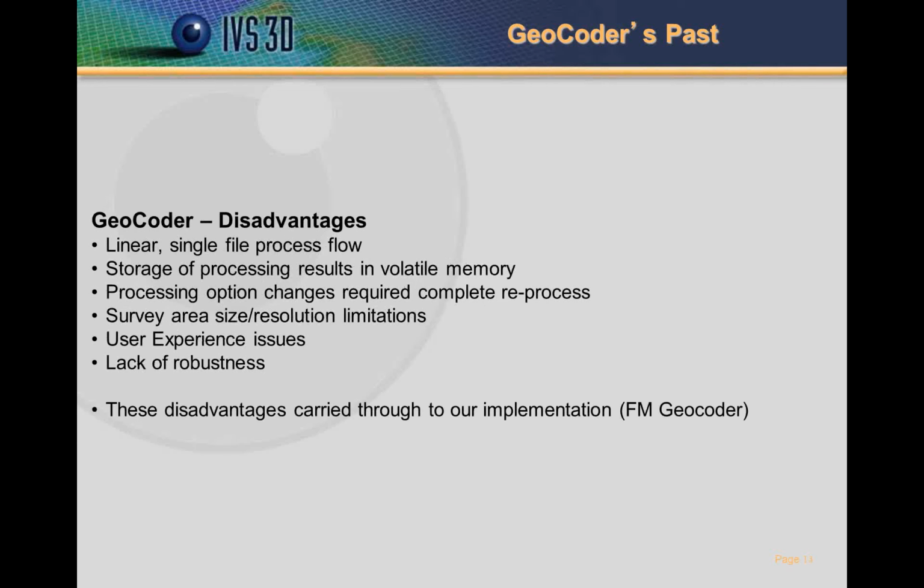Now some of the disadvantages of the original processing were that it was very linear. It had a single file process flow, meaning you worked on one file at a time. The storage of the results of the processing resided in volatile memory. So if you had an issue, a crash, your work was gone. Processing option changes: if you wanted to change the output resolution of your mosaic, you had to completely reprocess all the data. There were survey size, area resolution, and size limitations.